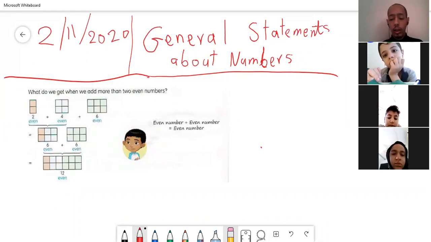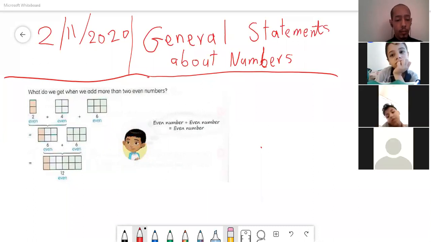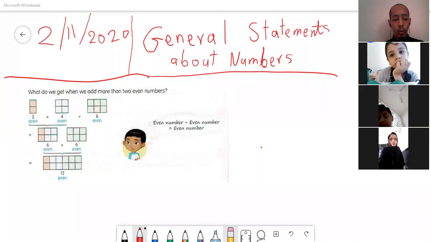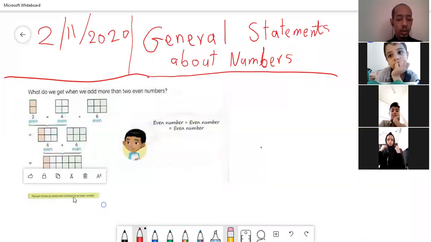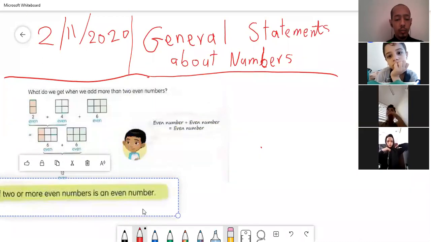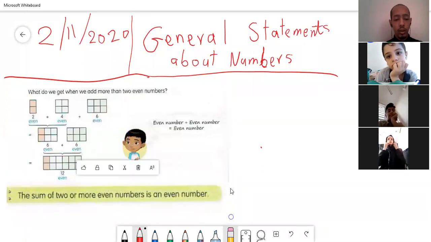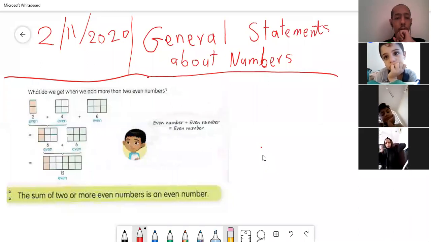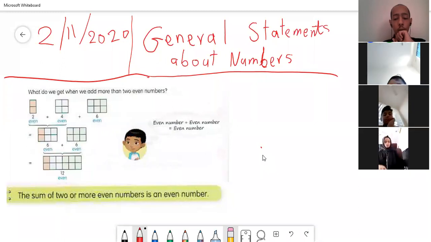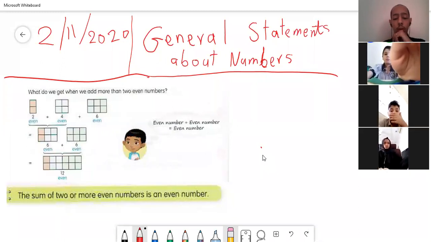So we can come up to the statement which says the sum of two or more even numbers is an even number. Always an even number. So here is the statement. You can clearly see it. The sum of two or more even numbers is an even number. So this is like a general statement about adding two or more even numbers.